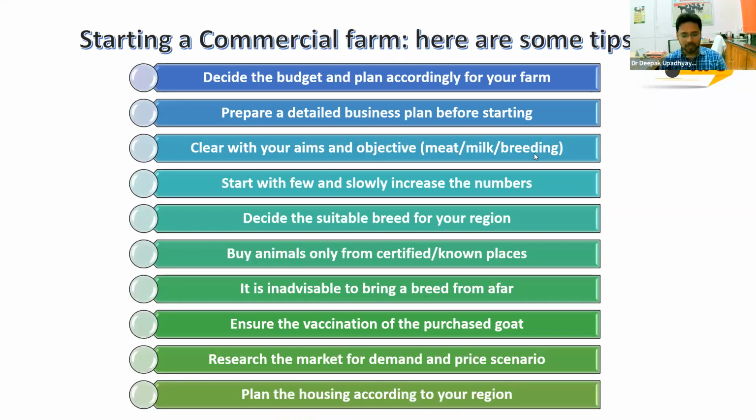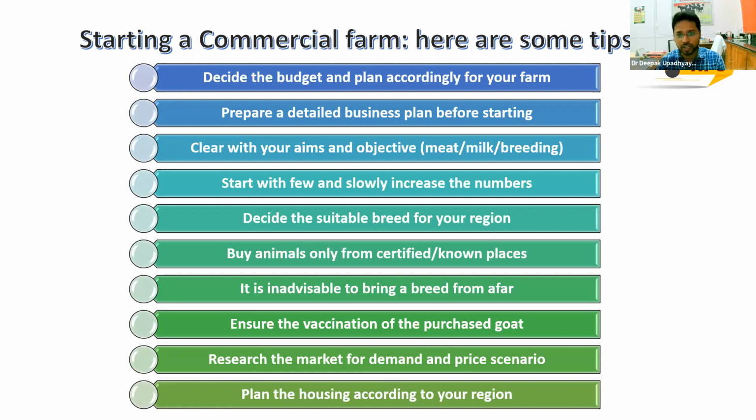Okay, so now we have seen that presently we have a very rich goat population, and there is scope and demand also. So how do we start commercial farming? Here we have some tips. First of all, decide the budget and plan according to your budget. Before going into the business, prepare a detailed business plan and get training under the supervision of a specialist in a university, KVK, or anywhere.